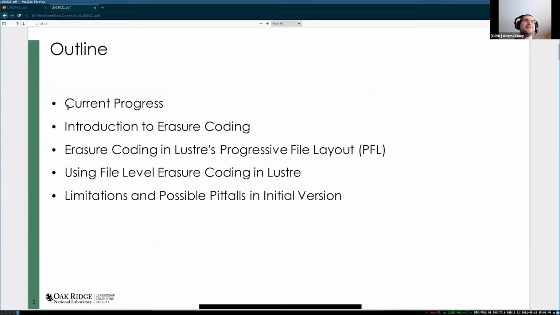So I'll go over the current progress of where this is. I'll give a brief introduction to erasure coding. Often when I talk to people about erasure coding, they have a vague idea what it is, but not really. So it's important to understand at least basically what it is to understand how it applies to the progressive file layout in Lustre. And then I'll go over briefly how you would use it and some limitations and pitfalls that are going to be in this initial version.